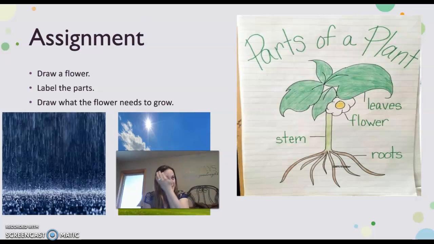So for your assignment, friends, after we go across the street to the garden, we're going to look at the flowers. You're going to be able to bring one back, and you're going to first draw a picture of your flower, kind of like they did here. Then you're going to label the different parts. Make sure you label the leaves, the flower, the stem, and the roots. And then you're going to draw what the flower needs to grow. So you can maybe draw some soil, some rain, and some sunlight.